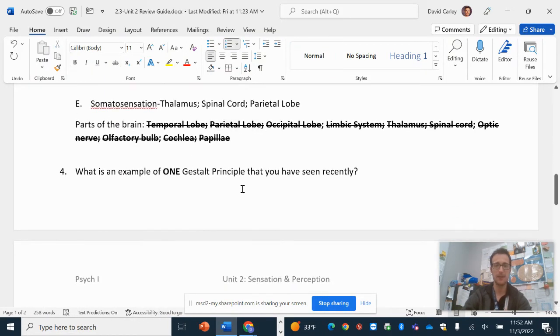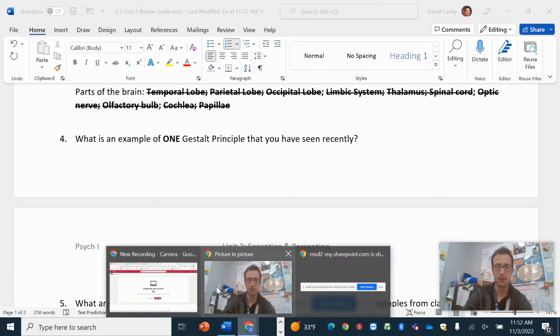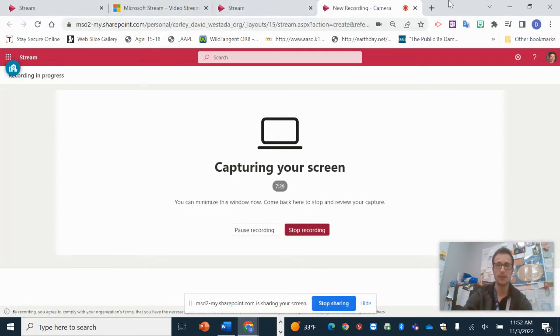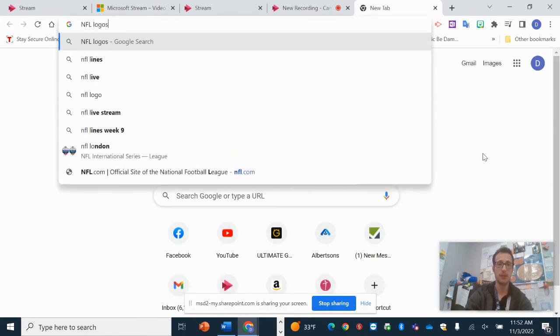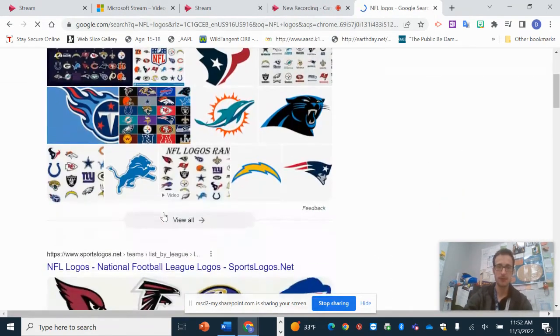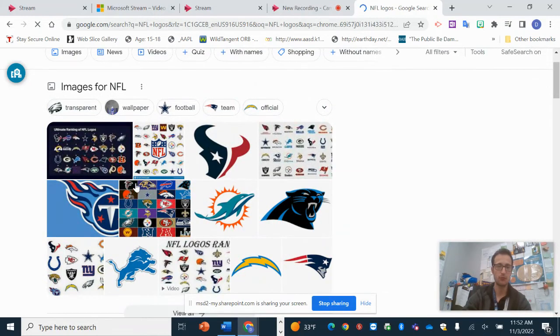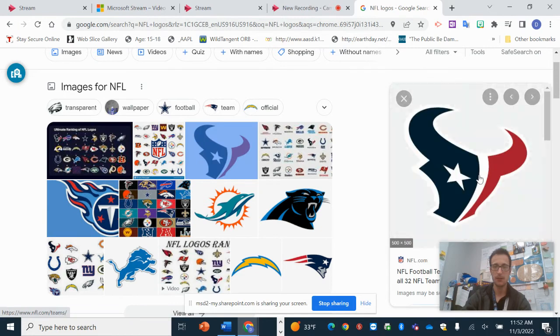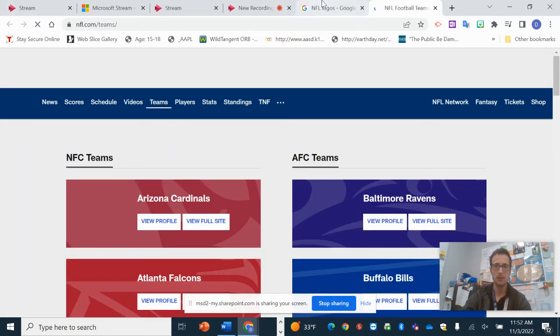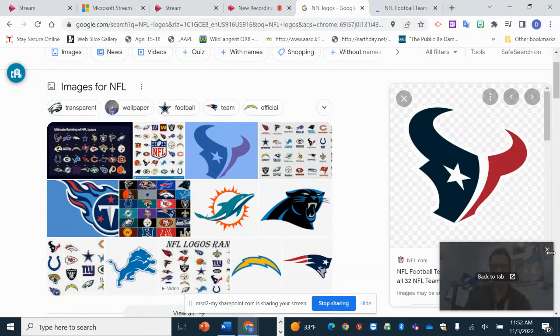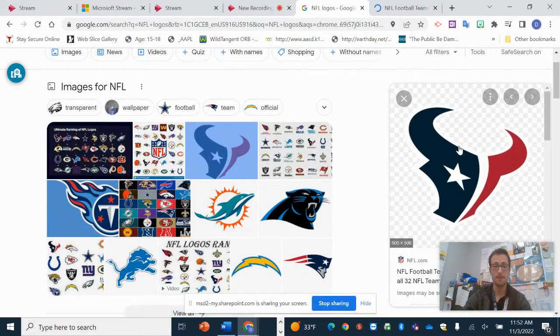One example of Gestalt principle. You could do a lot. So I don't know. Why don't we just take a random one here? NFL logos. I'm trying to decide which one I want to use. Let's do this one. Oh, that didn't work very well. These are the Houston Texans, one of the few NFL teams that have never won a Super Bowl. They've been around since 2002.